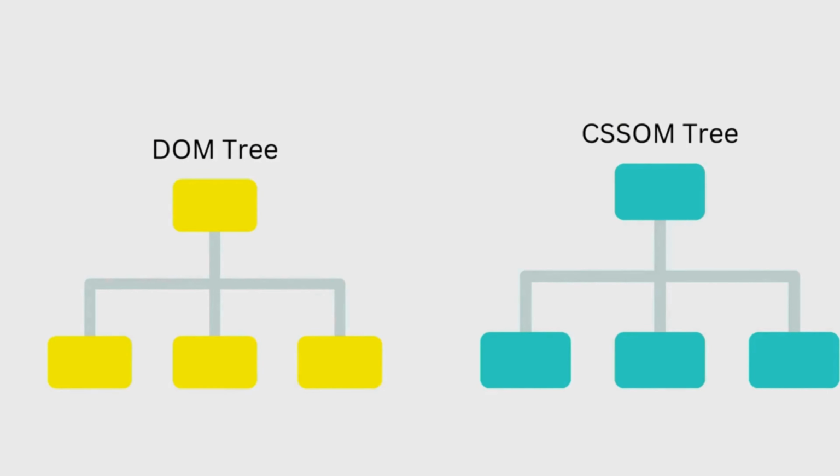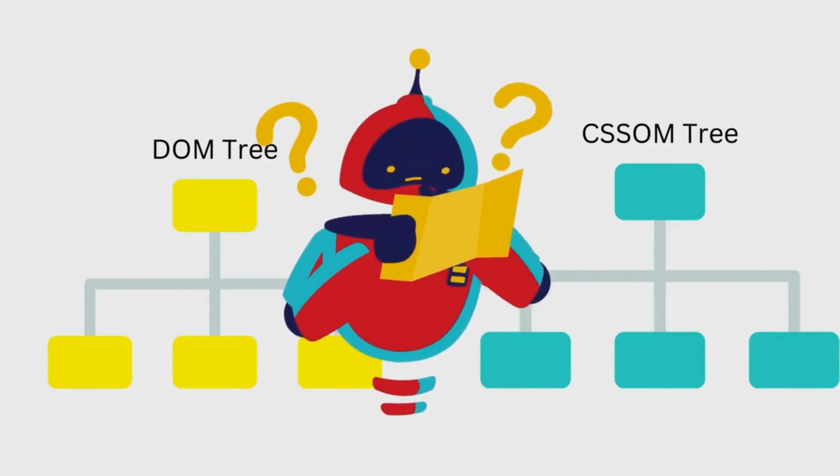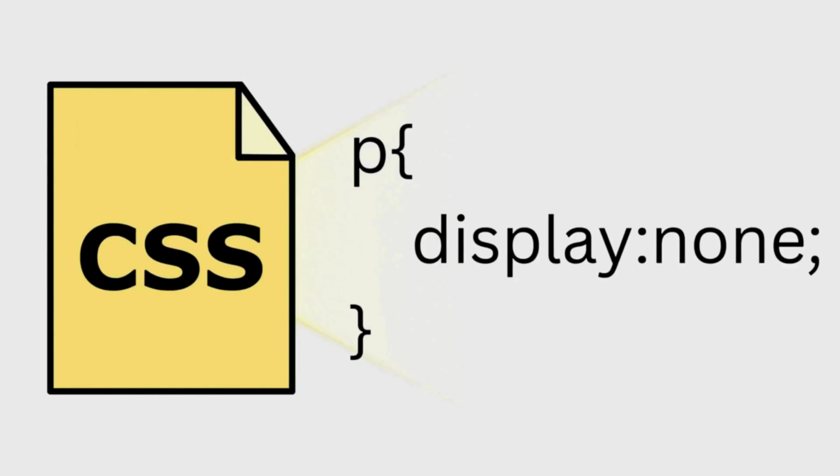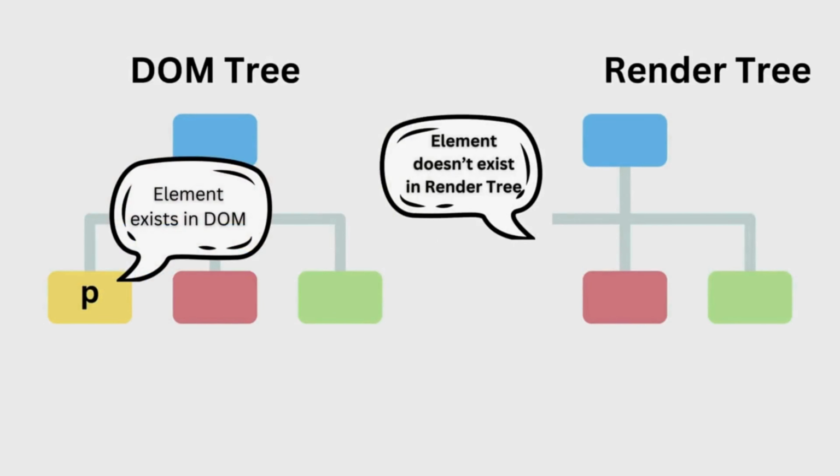Let's see how it goes. The first thing the browser does is to go through the DOM tree and CSSOM tree to figure out which elements are actually visible. For example, if you have an element with display none in your CSS, that element won't appear in the render tree because it's not meant to be shown on the page.